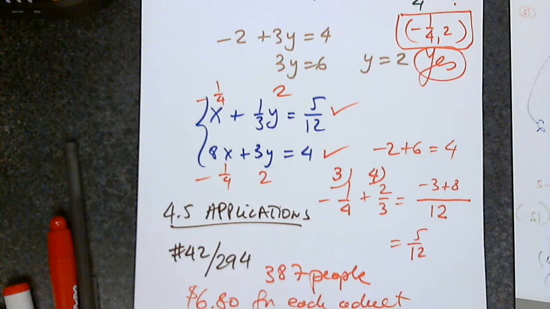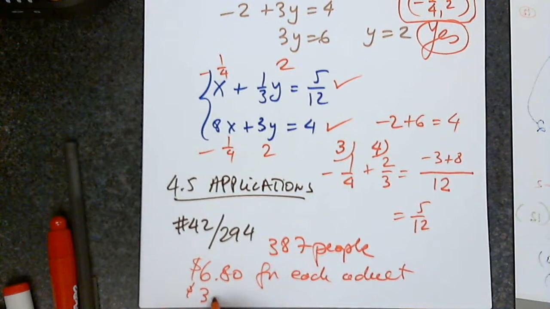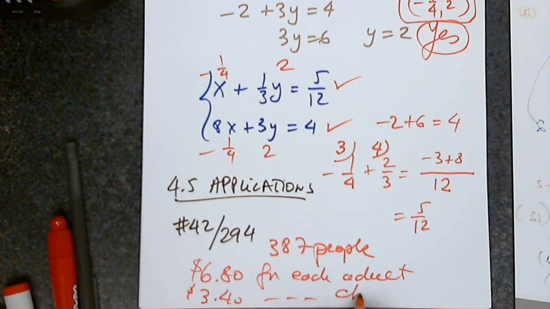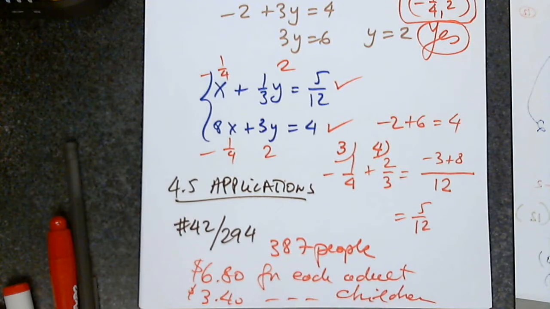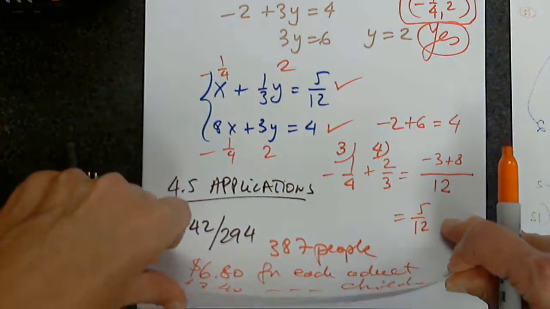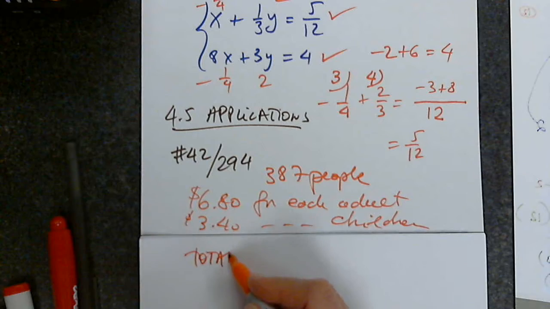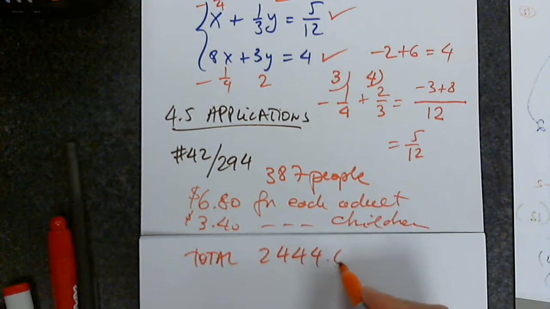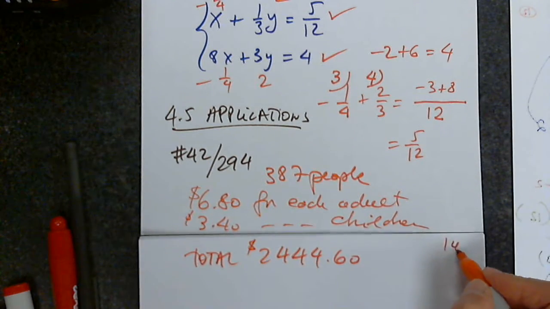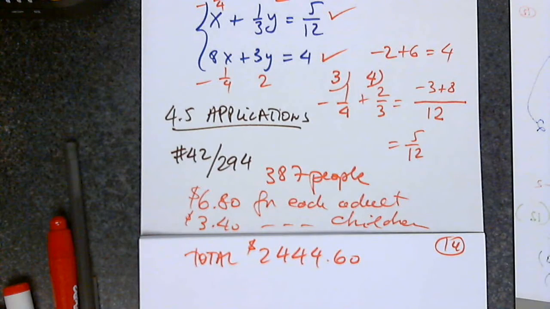What does that mean? Very good. $3.40 for each child. If they took in a total amount of $2,444.60, that's what they counted at the end of the day, that's what they got in. Find how many adults and how many children attended the supper.